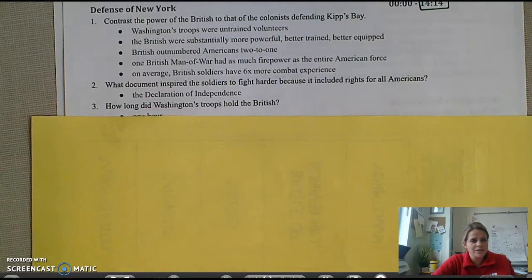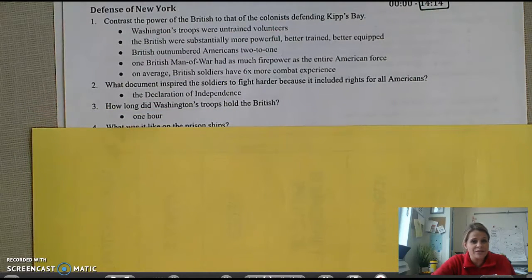Number 3 says, how long did Washington's troops hold the British? And the answer is 1 hour. Not long at all. Pretty disappointing for Washington. Doesn't feel like they're going to be very successful in this war.